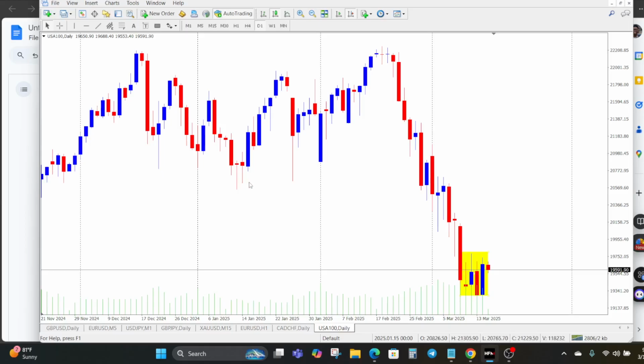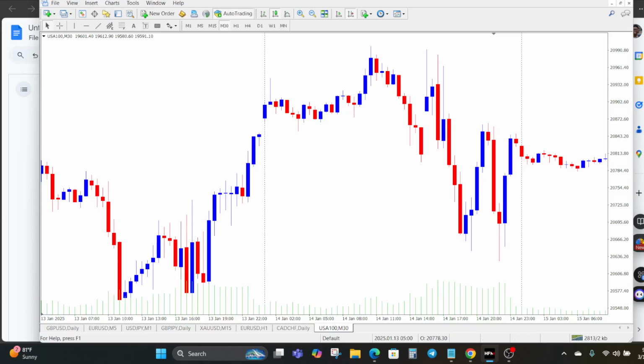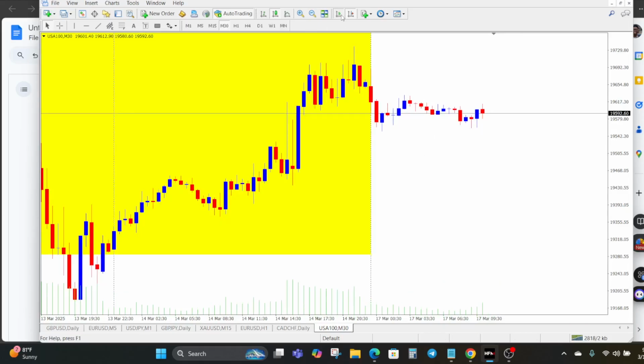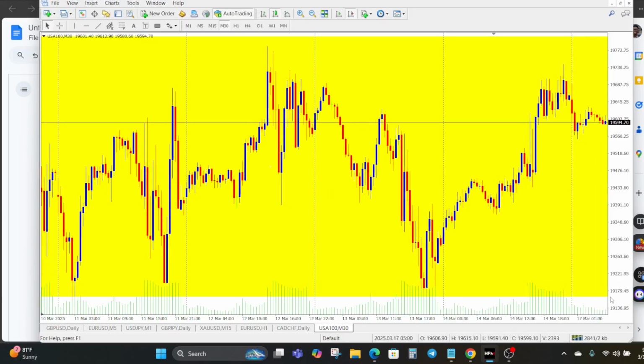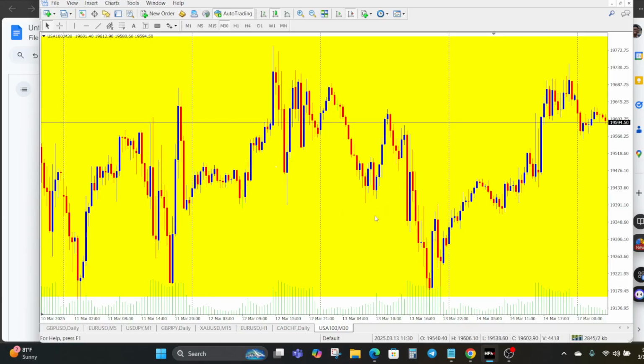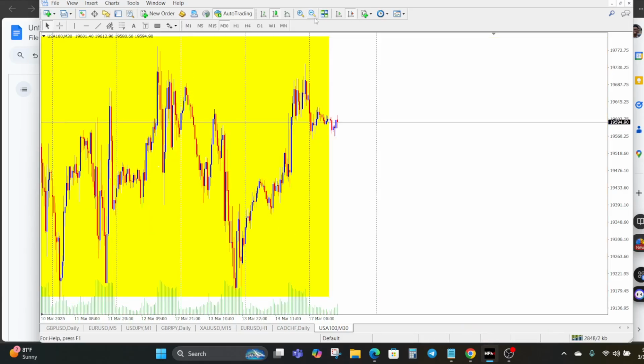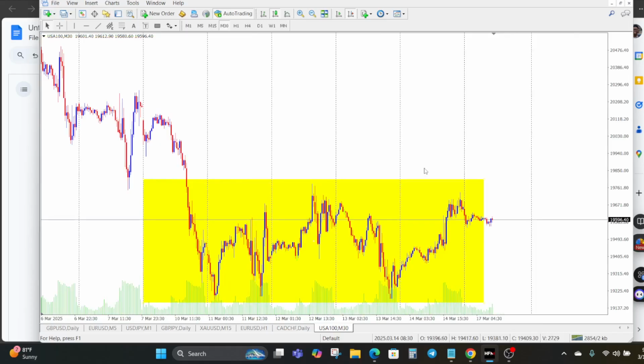Now the second step is to divide the range into quadrants. So you take the total range and divide it into equal sections. All right, divide it into equal sections. Typically, you will have 4 key zones. You will have the upper quarter, the mid-range, the lower quarter, and the extreme low or high.